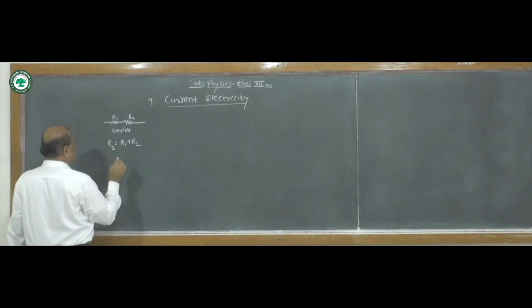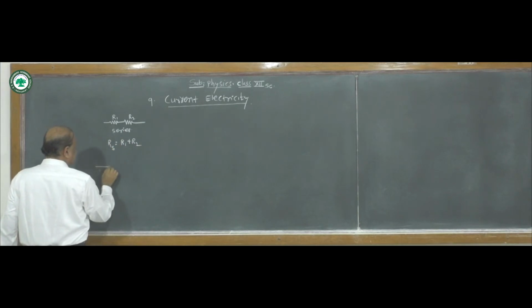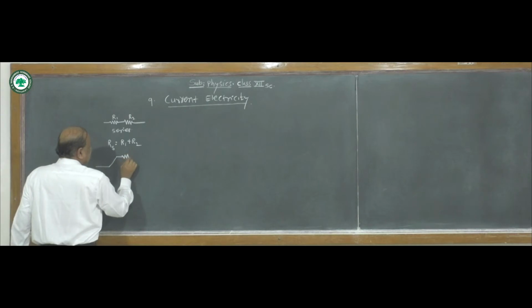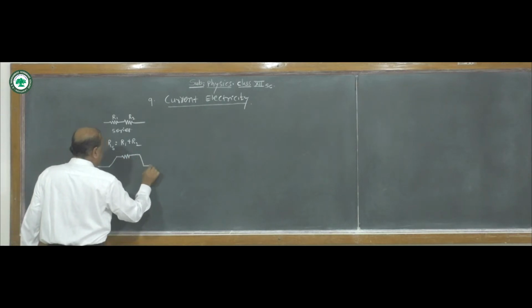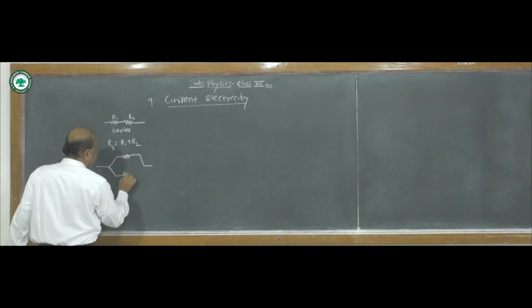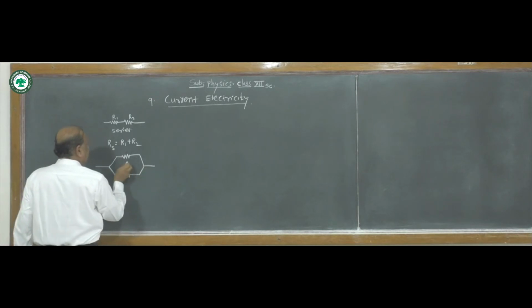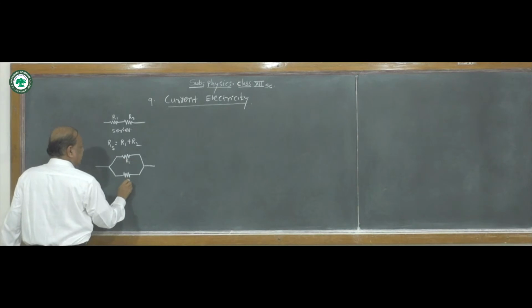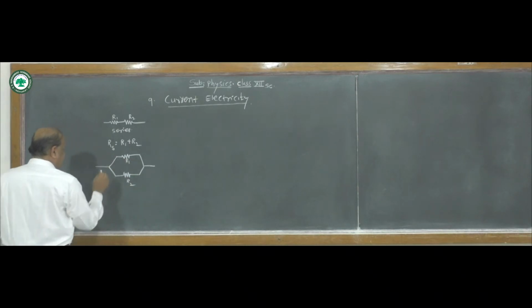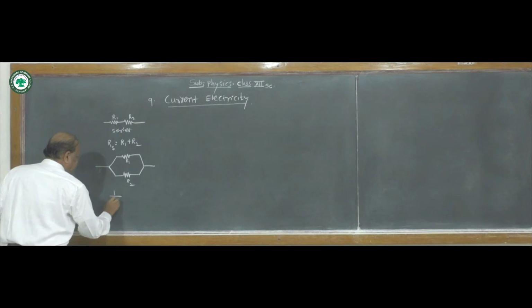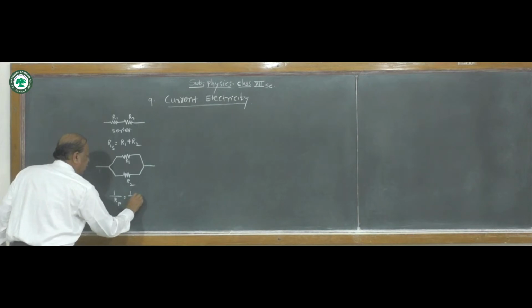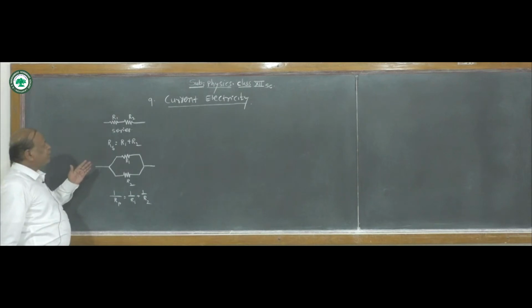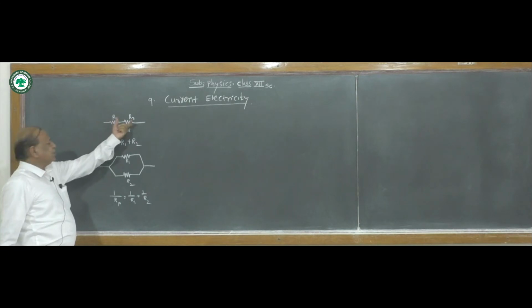R1 plus R2. Also you know that when these resistors R1 and R2 are connected in parallel combination, then their effective resistance Rp is given by 1 upon Rp equal to 1 upon R1 plus 1 upon R2. Already we studied that for series combination, the effective resistance increases.